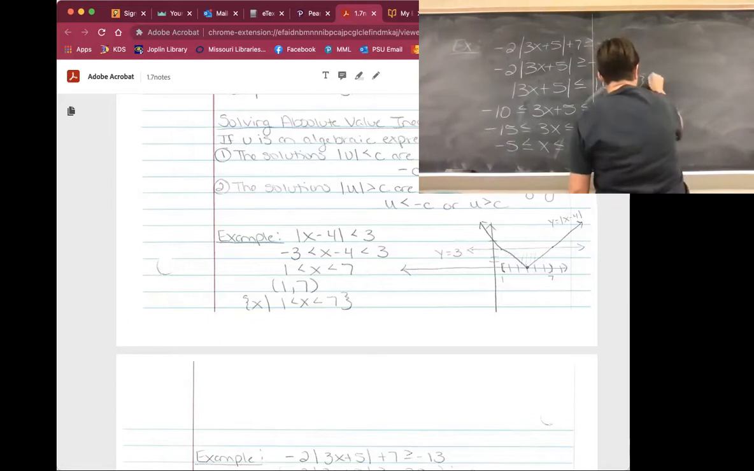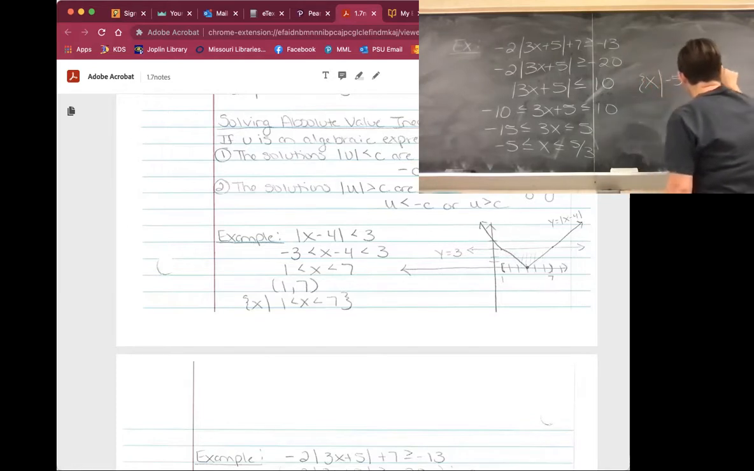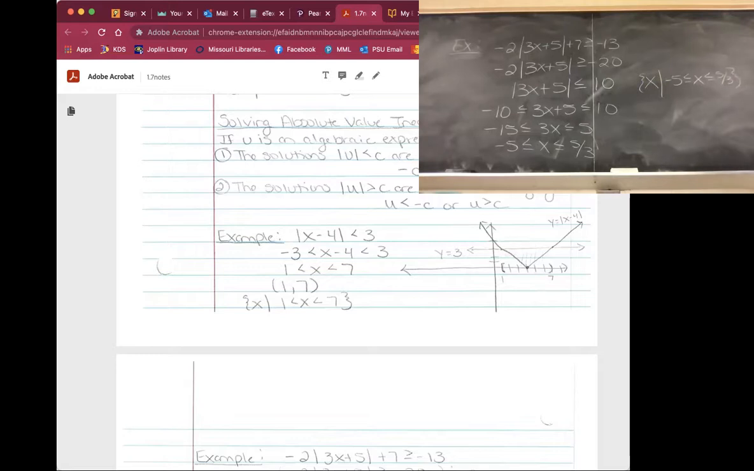So set builder: x such that -5 is less than or equal to x, which is less than or equal to 5/3. Since both of our signs are less than or equal to, we know we're going to have bracket, bracket. Low point is -5. My high point is 5/3. There's my set builder. There's my interval notation.